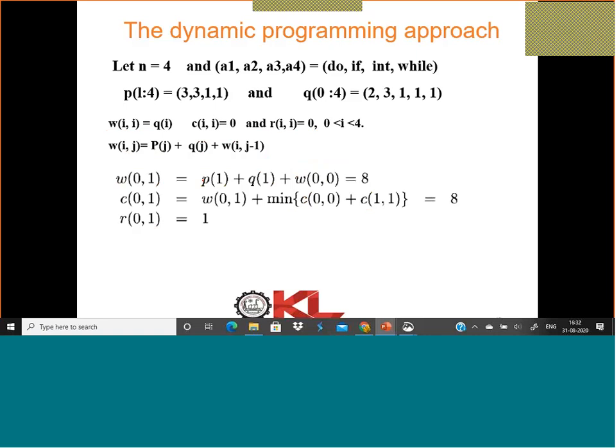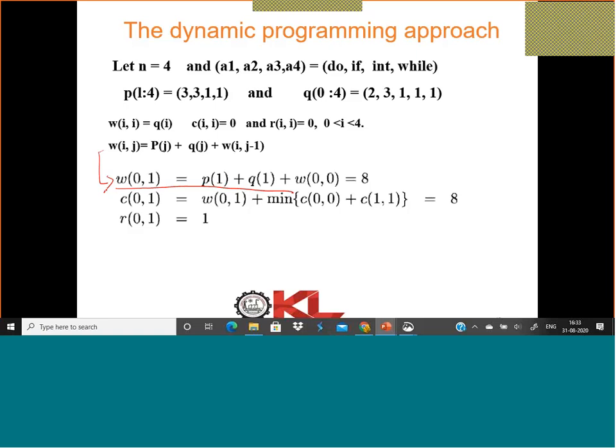Now I need to compute a smaller tree. So W of 0 comma 1 is equal to P of 1 plus Q of 1 plus W of 0 comma 0. This formula is taken from this one. Look at W of I comma j: I is 0, j is 1, so it is nothing but P of 1, Q of 1 plus W of 0 and 0. So this is the total weight I am getting.